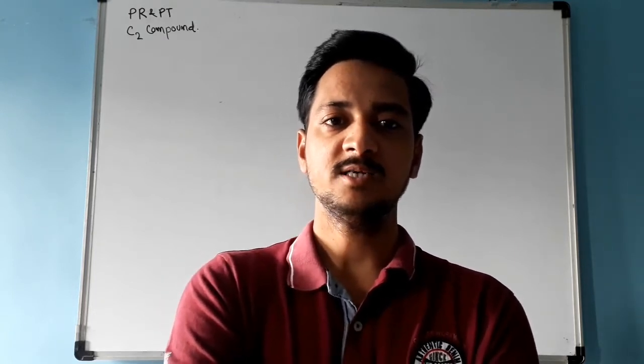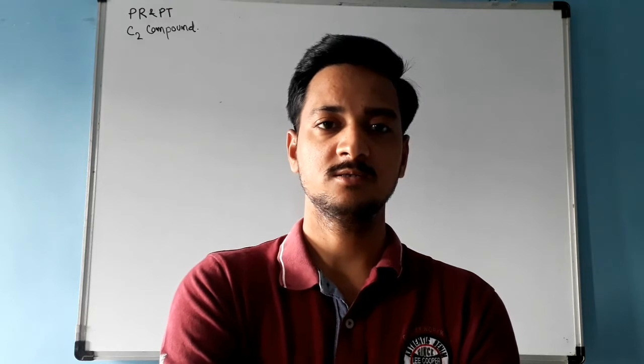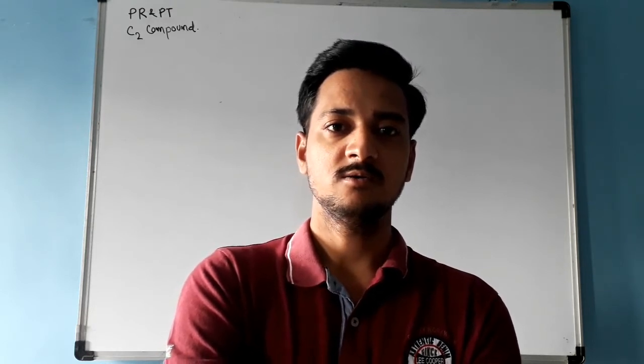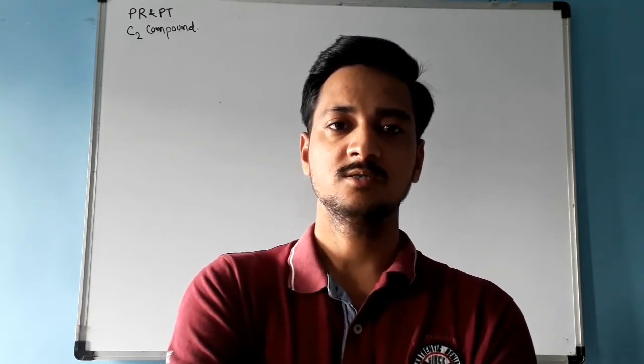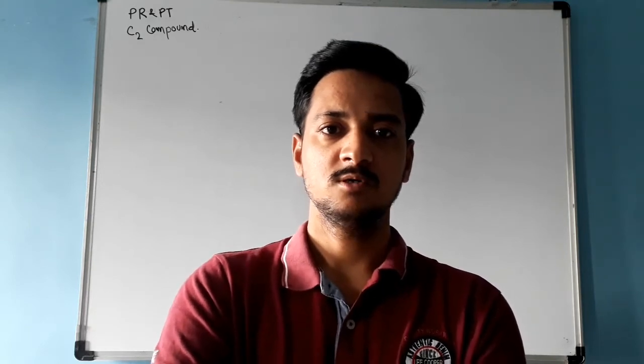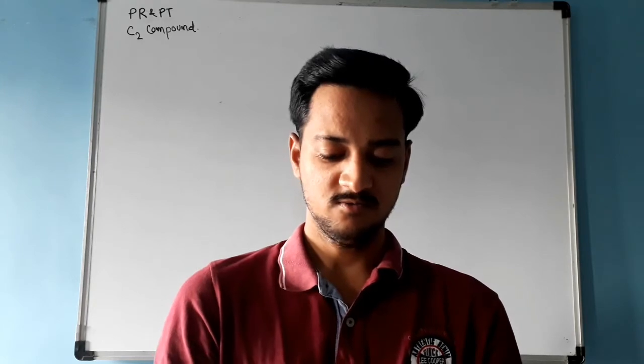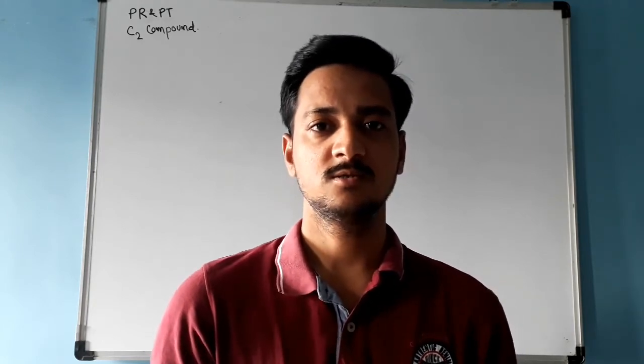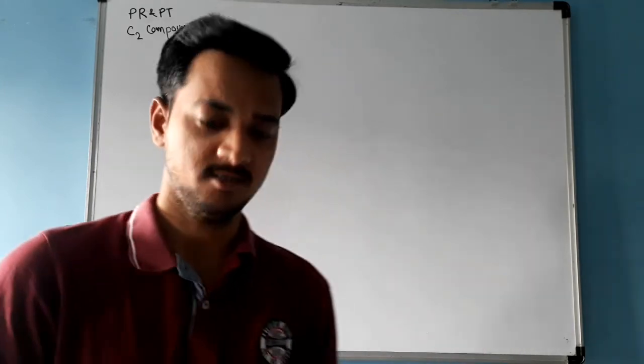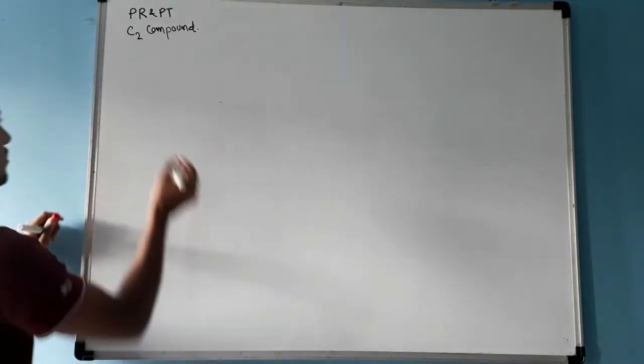In PRPT chapter 5 petrochemicals, we covered C2 compounds. Now we are going to discuss ethylene oxide, the last C2 compound chemical.